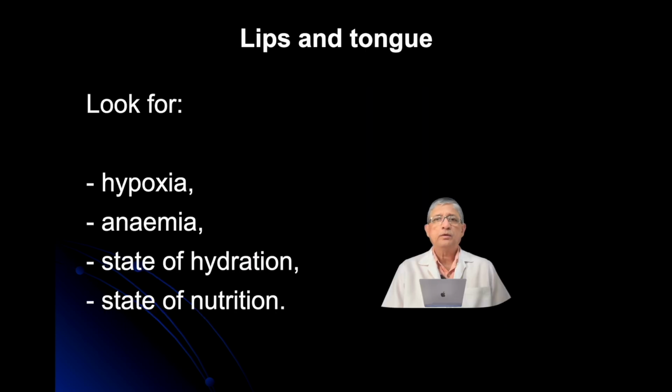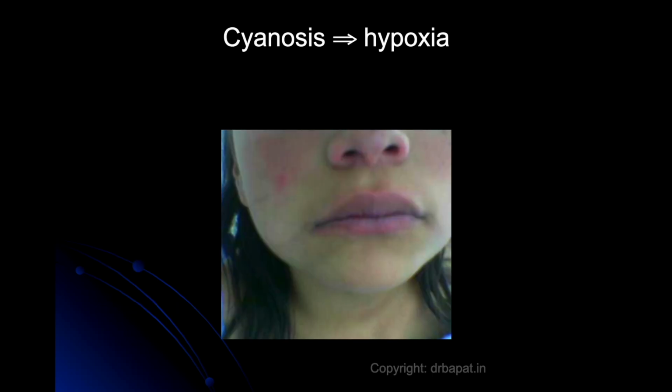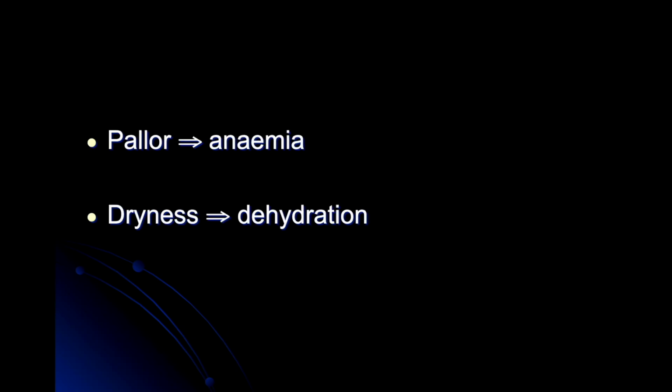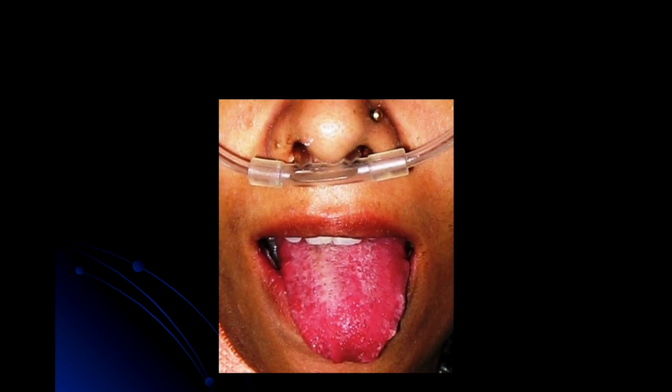Then examine the lips and tongue to look for hypoxia, anemia, state of hydration, and nutrition. Bluish discoloration, meaning cyanosis, suggests hypoxia. Pallor is due to anemia. Dryness is due to dehydration. Tongue looks red due to glossitis, and it occurs due to vitamin B complex deficiency, which is usually coupled with undernutrition.